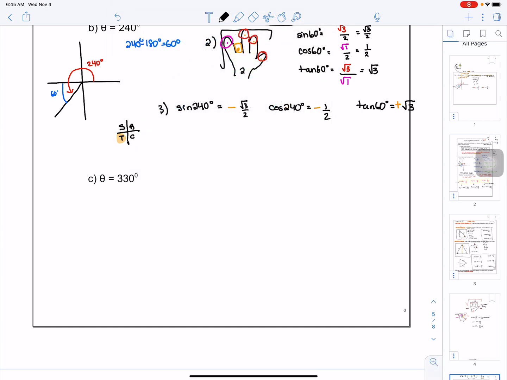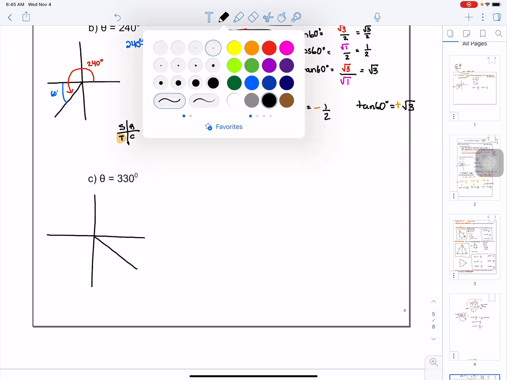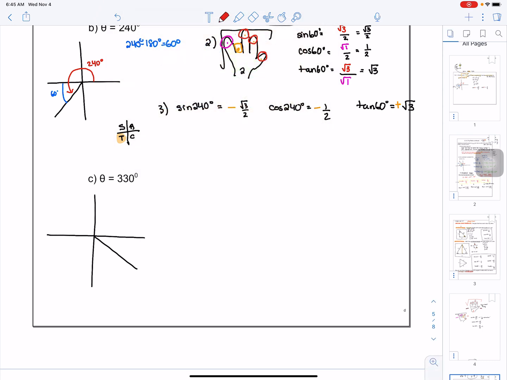330 degrees, so just a different quadrant. I draw my angle out. 330 degrees is located here. I'm going to do that in red. So there's my rotational angle. I write the angle on top of my arm, or like the swing part.